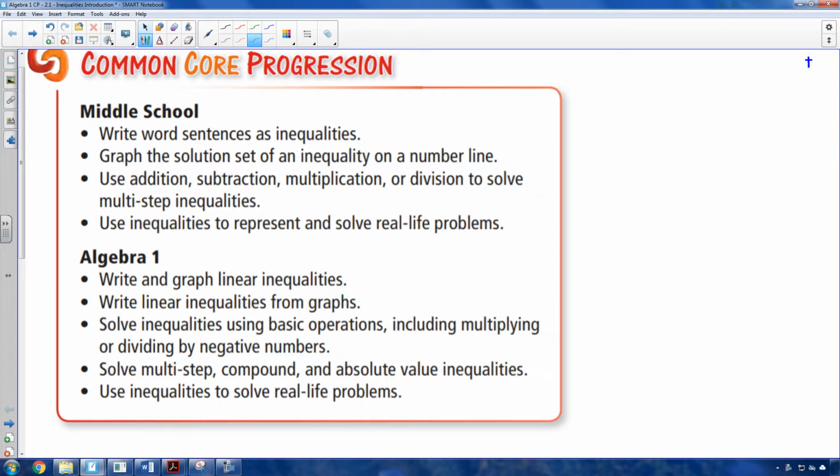You probably remember writing words into an inequality. That was in middle school. You probably remember graphing an inequality on a number line. So something like this. You might have had like x is greater than 2. And you made a number line at 2, and you did this. That's also something you would have done in middle school.